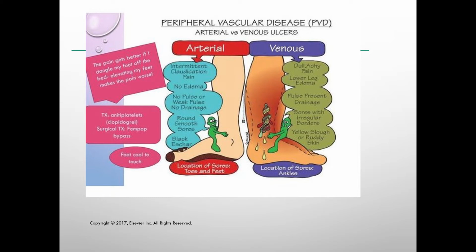Intermittent claudication, pain, right? It happens mostly with the arterial. The venous will have pain. It's dull, it's achy. So pain is not necessarily the best way to distinguish them. Edema is a good way to distinguish them.